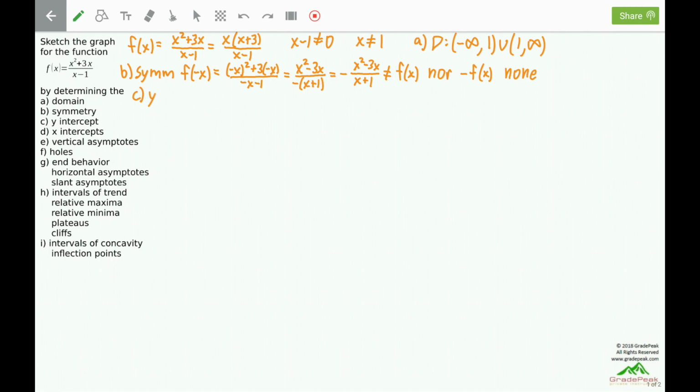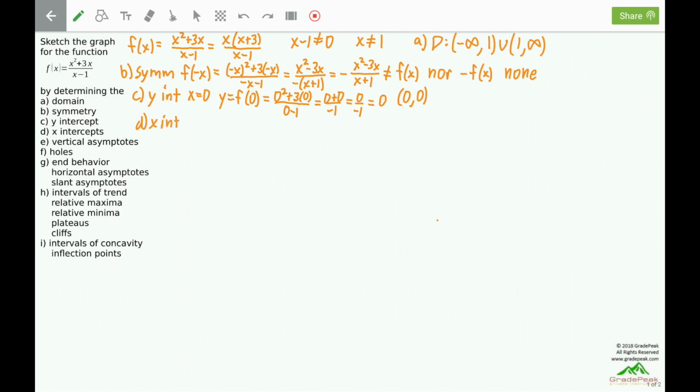For part C, we want to determine the y-intercept. This is the point where the graph crosses the y-axis, defined by x equals 0. We can find the corresponding y-coordinate by plugging the x-coordinate of 0 back into the original function y equals f of 0, which will be 0 squared plus 3 times 0 over 0 minus 1. 0 squared is 0, 3 times 0 is 0, 0 minus 1 is negative 1, 0 plus 0 is 0 over a negative 1. 0 over any non-zero number equals 0. We had an x-coordinate of 0, and we found a corresponding y-coordinate also of 0, so the origin is the y-intercept.